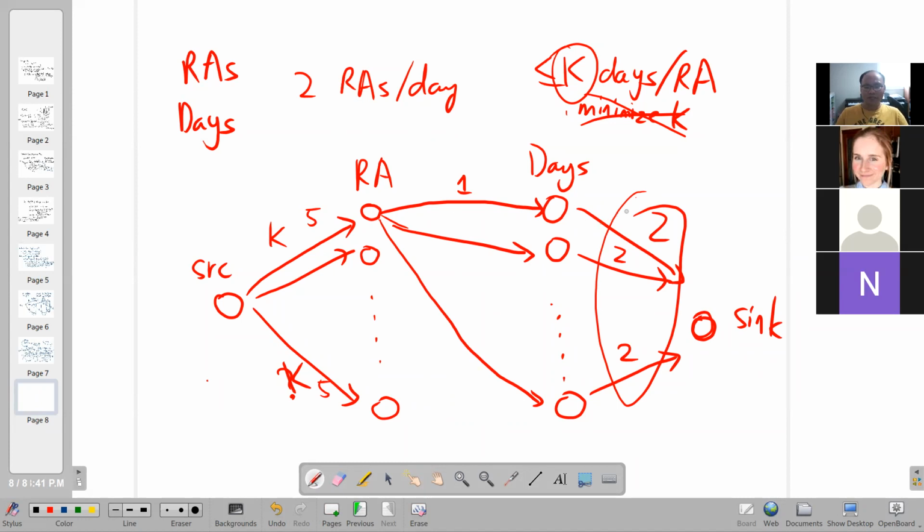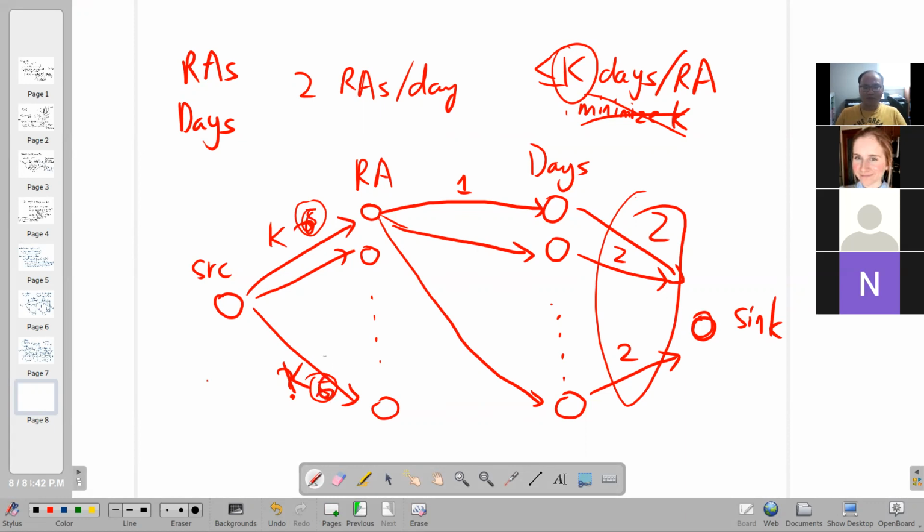But what if you allow everybody 5 days to work, and when you run this, the maximum flow is less than 2 times the number of days? Well, if that's true, then it means that some RA has to work more than 5 days. So then maybe you try something bigger. Maybe you try 6.